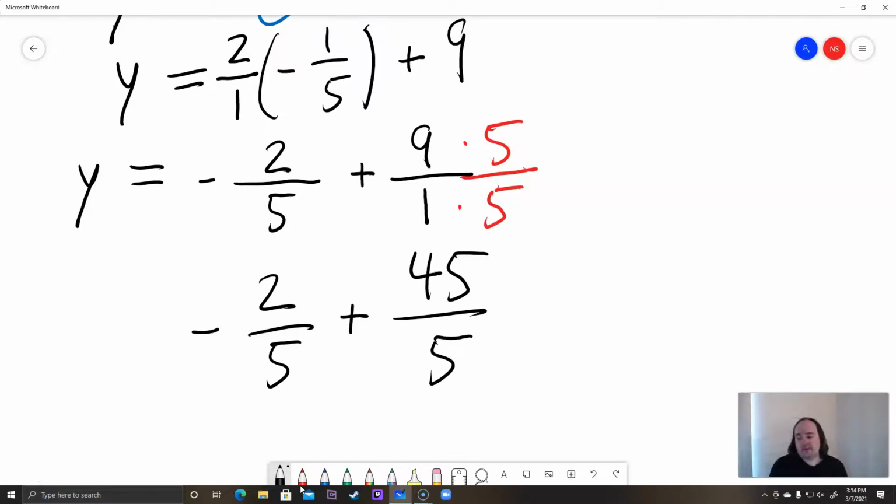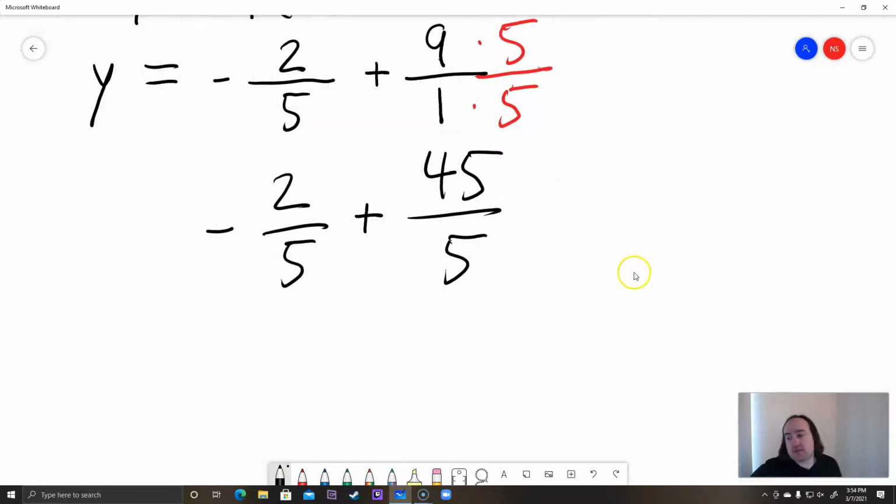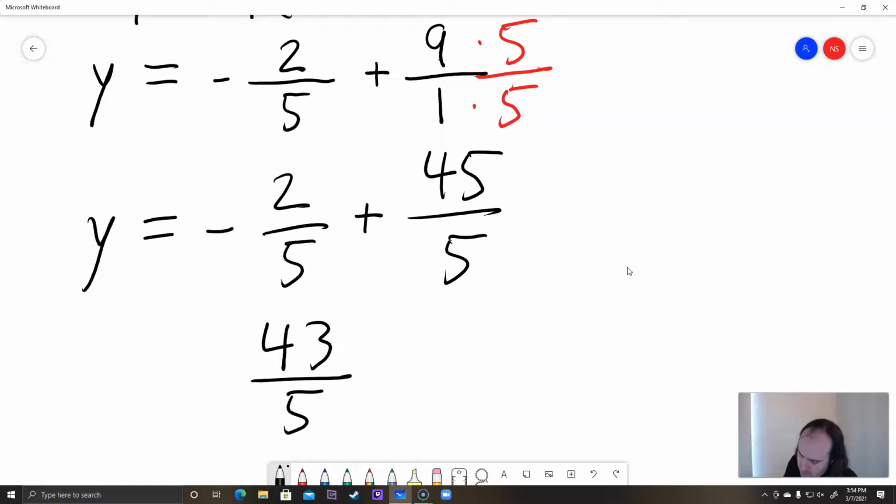All right, and now that these have the same denominators, we keep the denominators and we subtract. So we're doing 45 minus 2 on the top. They're opposite signs, so we're subtracting. So 45 minus 2 is 43. So we actually have 43 over 5, and that's actually y. And believe it or not, that's what they got on my math lab as well. So we did it correctly.